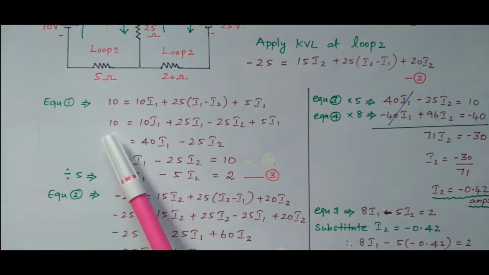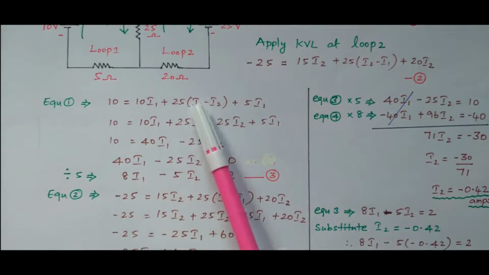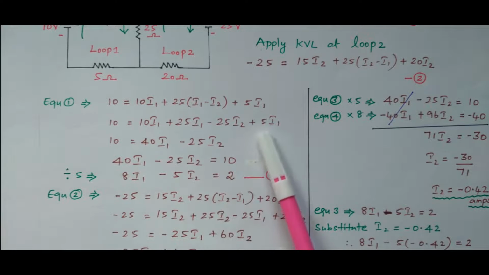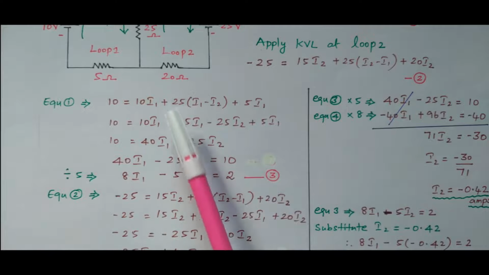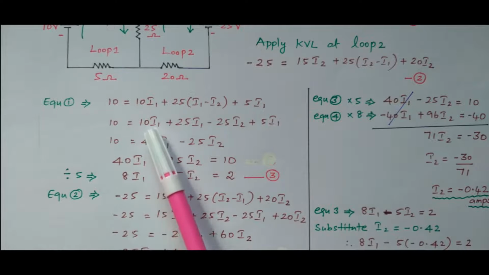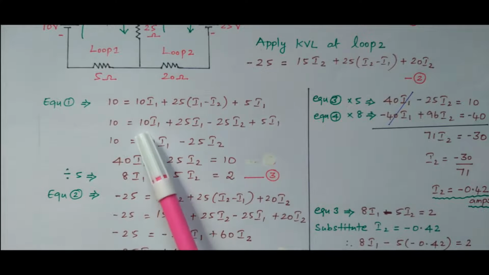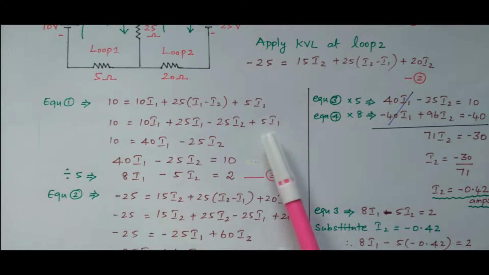Now we'll go for simplification. 10 equal to 10 I1. We multiply 25 inside, so that 25 I1 minus 25 I2 plus 5 I1. So this 25 is multiplied inside. 10 equal to this I1 available here, 10 I1. Here 25 I1 plus 5 I1. So 10 plus 25, 35 plus 5, 40 I1.